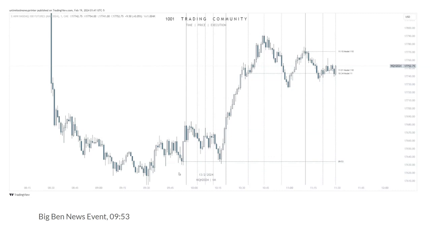This is my favorite type of setup for Judas. It is one of the easiest to trade. And a couple things here.